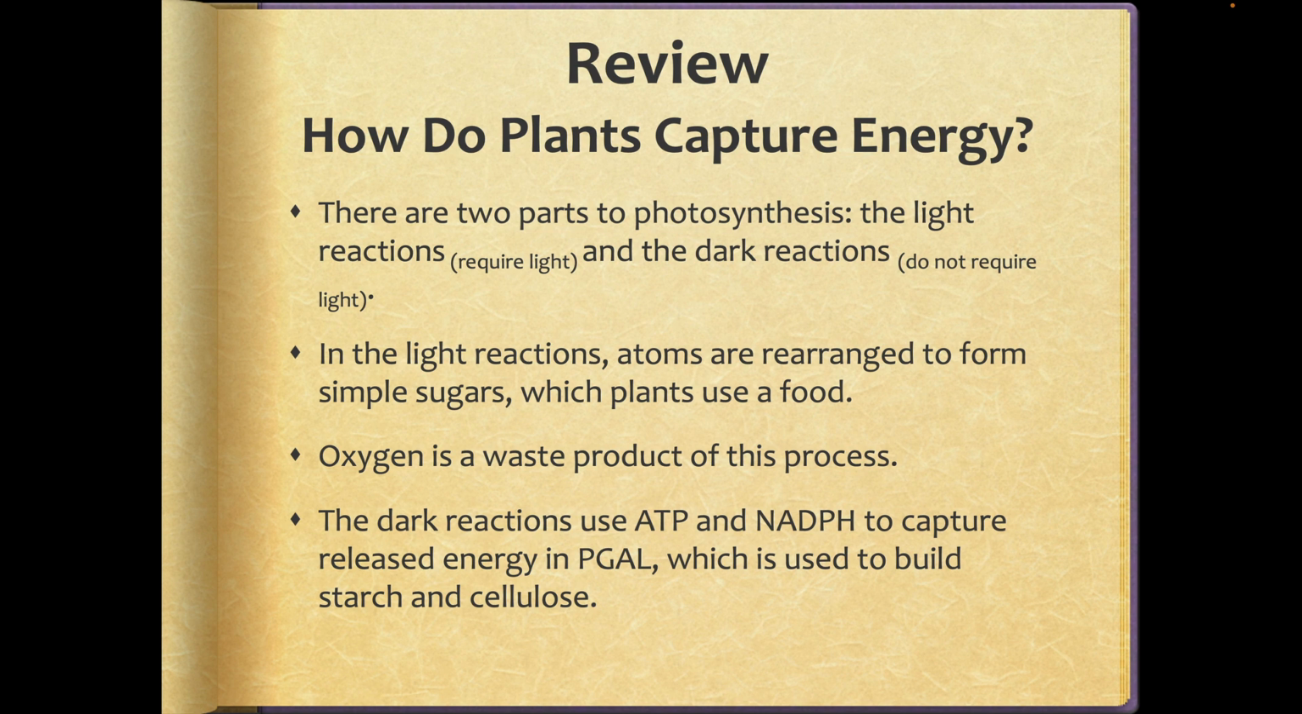far in this chapter. There are two parts of photosynthesis, the light reactions, which require light, and the dark reactions, which do not require light. In the light reactions, atoms are rearranged to form simple sugars which plants use as food. Oxygen is a waste product of this process. The dark reactions use ATP and NADPH to capture and release energy in PGAL, which is used to build starch and cellulose.